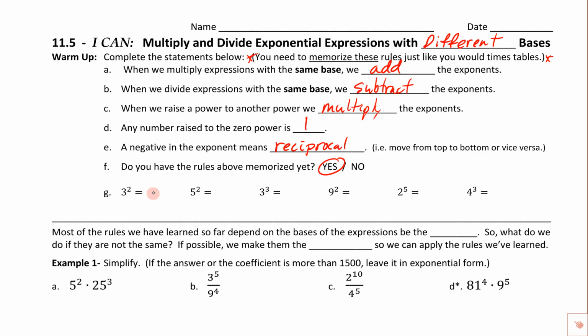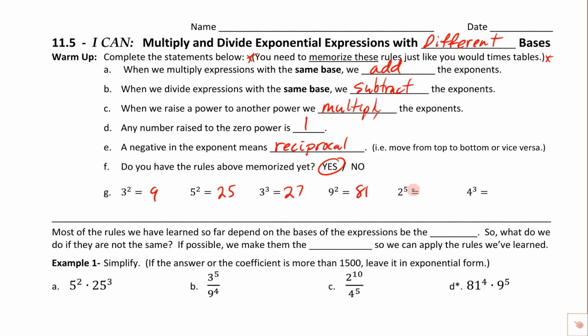So 3 squared is 9. 5 squared is 25. Again, they should be on quick recall here. 3 to the third is 27. 9 squared is 81. 2 to the fifth. Now that was a little bit unusual, but 2 to the fifth, powers of 2 are pretty easy to memorize.